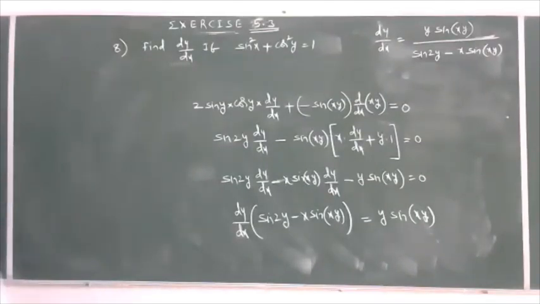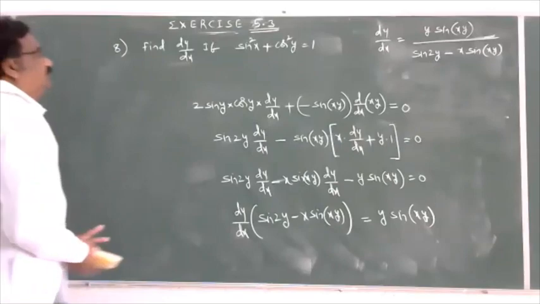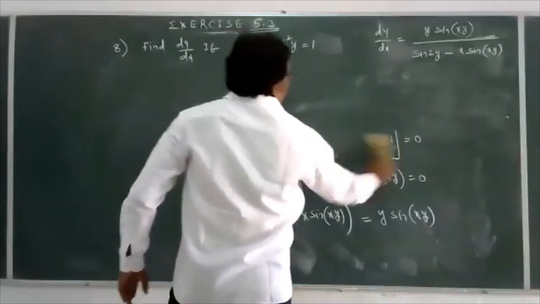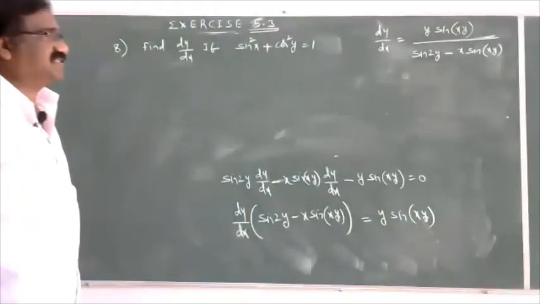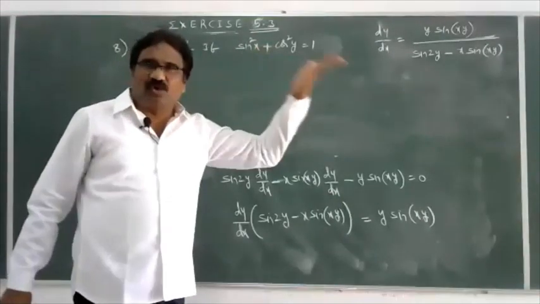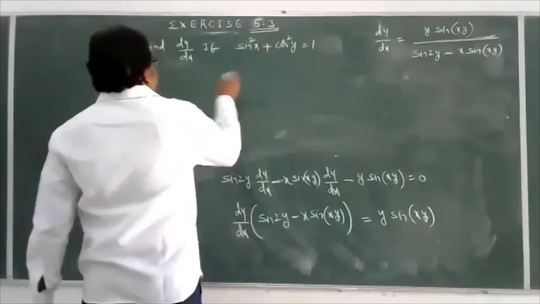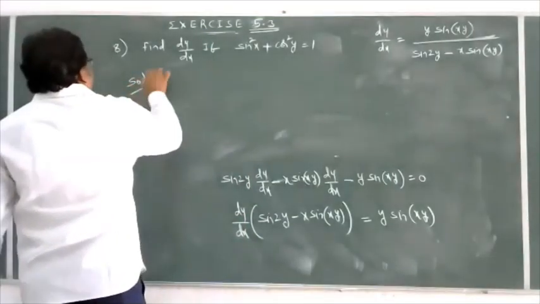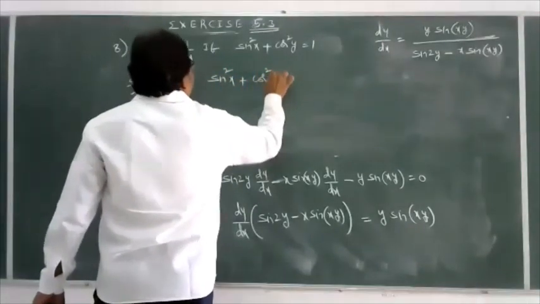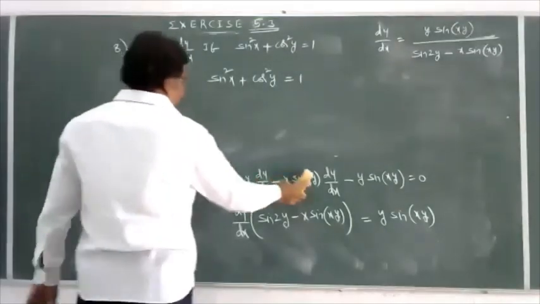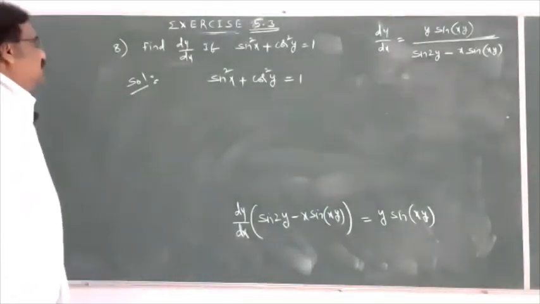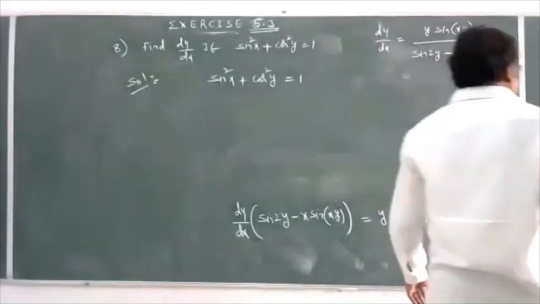Here also, from the previous problem, we observe how to differentiate sin square y. Like that, here sin square x means sin x whole square. That is the solution. First, given sin square x plus cos square y is equal to 1.